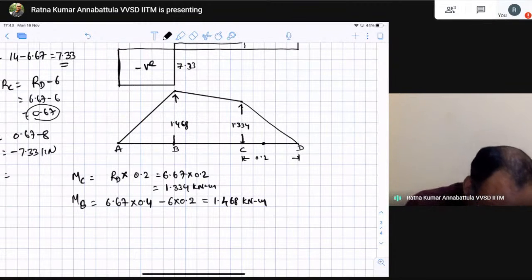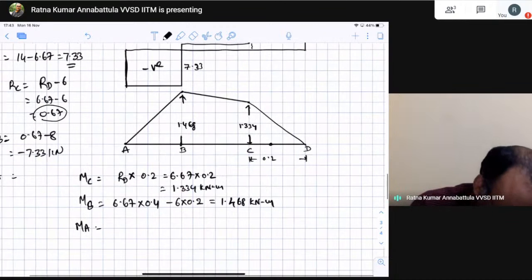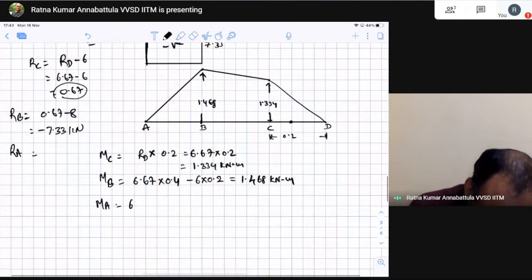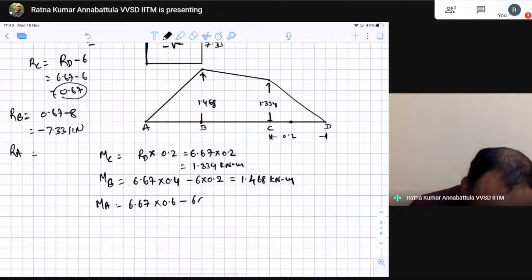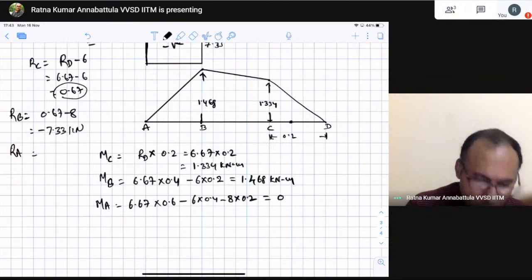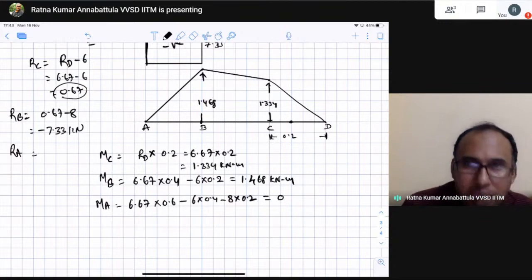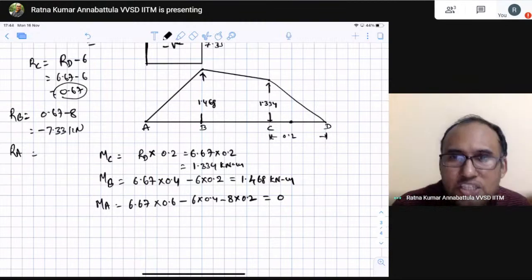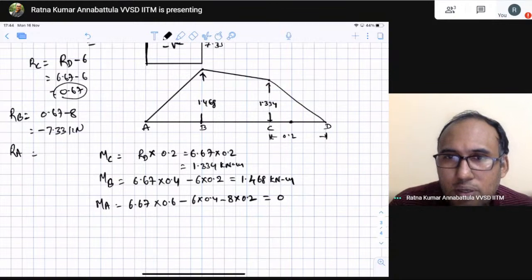However, you can also calculate bending moment at A coming from RD. That is how we actually have calculated your reaction forces. That is 6.67 into 0.6 minus 6 into 0.4 minus 8 into 0.2. That turns out to be 0. And that's why you came here. This is how you calculate bending moment. And based on this bending moment value, we are actually calculating the stresses at each and every point. Okay. Is that clear?